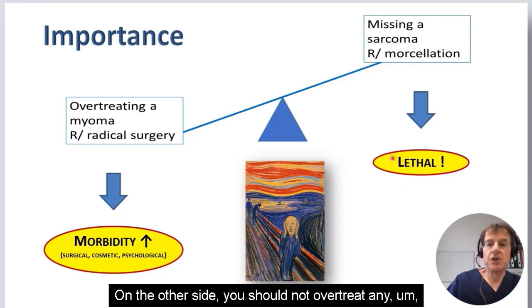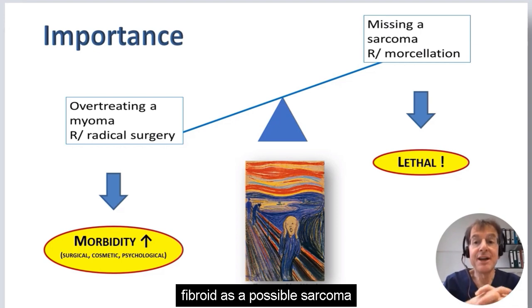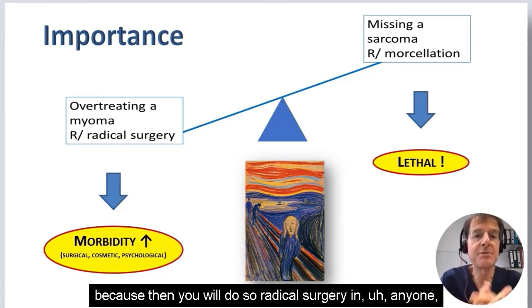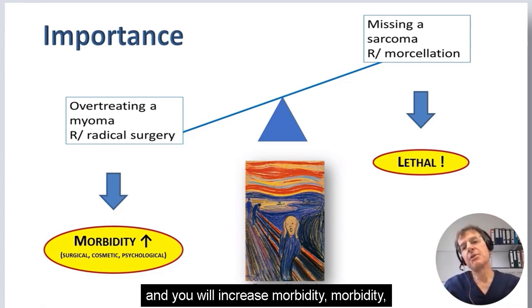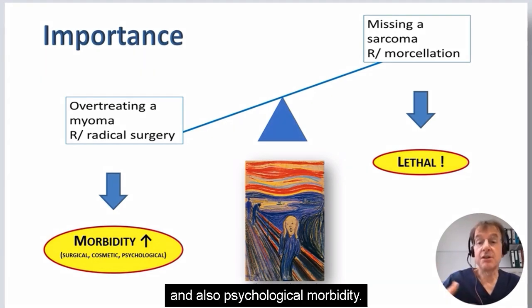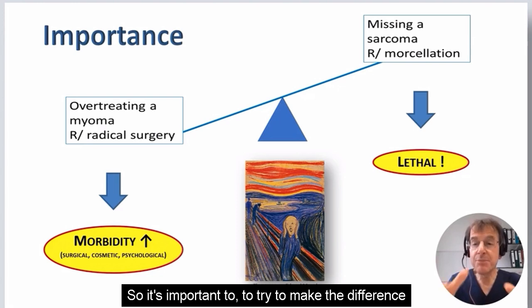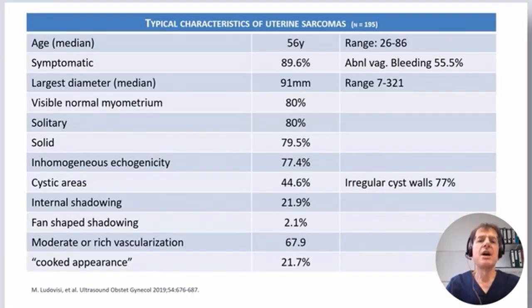On the other side, you should not overtreat any fibroid as a possible sarcoma, because then you will do radical surgery in anyone, and you will increase surgical morbidity, cosmetic, and also psychological morbidity. So it's important to try to make the difference and to detect the sarcoma.